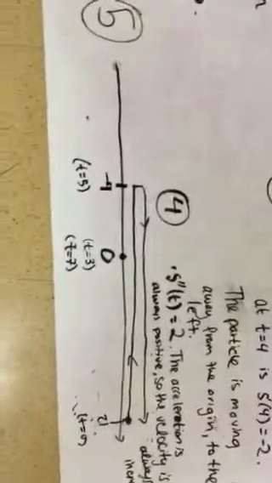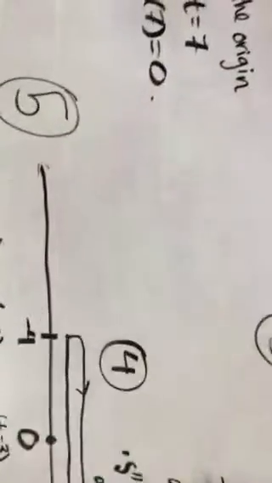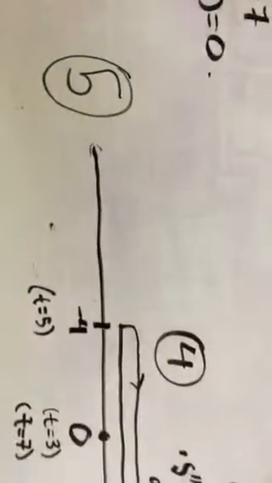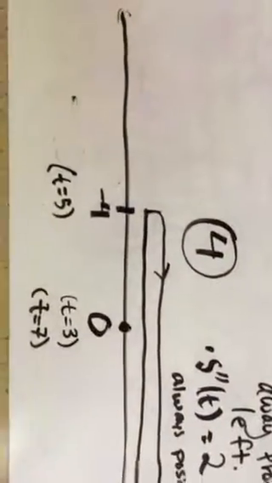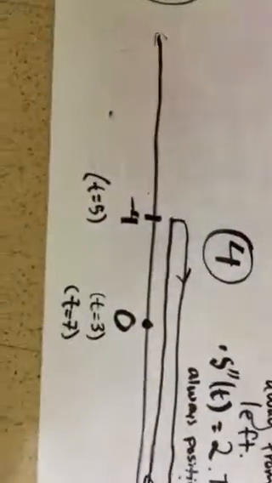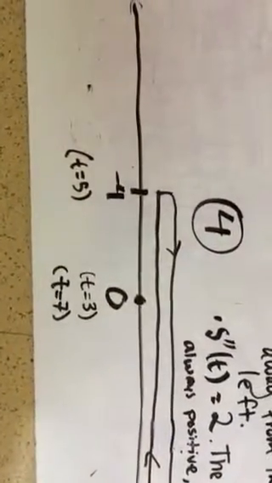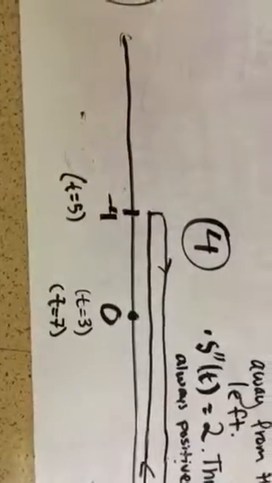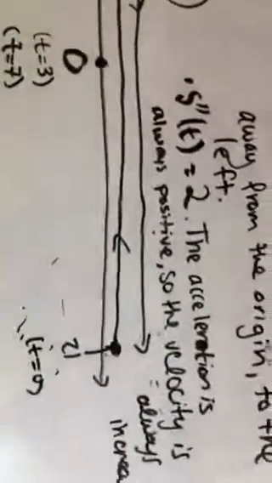Number 5 asks to explain the movement of the particle between time 0 and time 10. At time 0, the point is at 21. s of t equals 21 on this number line. Let me show it really quick. And it has a negative velocity.